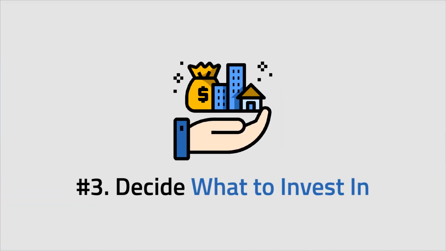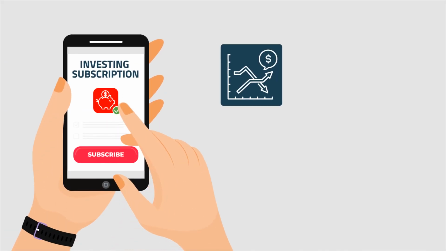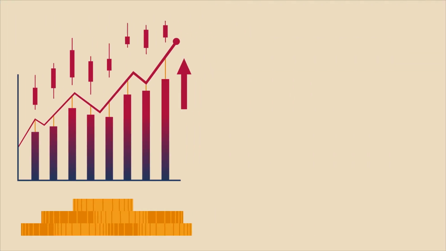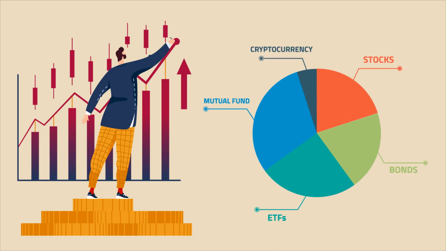3. Decide what to invest in. Once you've set your strategy, the next step to setting up your investing subscription is deciding what kind of securities to invest in. Before diving into the stock market, it's important to decide your ideal asset allocation, the mix of asset classes you want to hold.